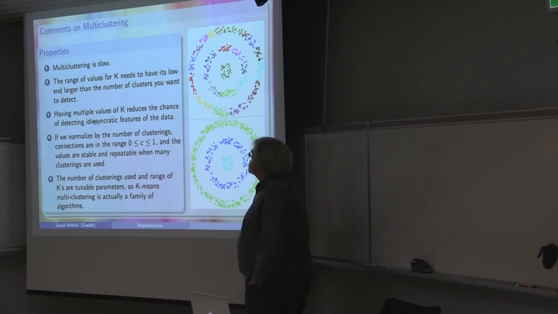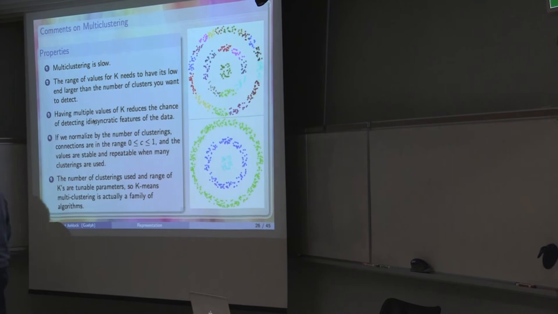This is really slow. I was complaining that k-means was a little slow, and this one needs to run k-means hundreds to hundreds of thousands of times, depending on how big the data set is. So it's ridiculously slow. The other thing is you need a range of values for k, and the smallest k you could choose needs to be larger than the number of clusters you expect. Having multiple values of k reduces the chance of detecting idiosyncratic features of the data, and I'll just show you one of those in a minute.